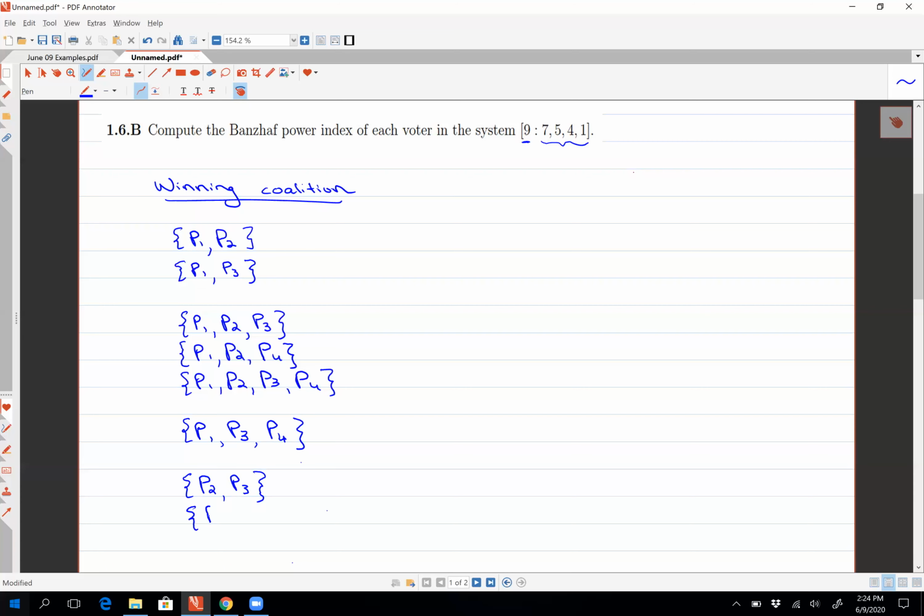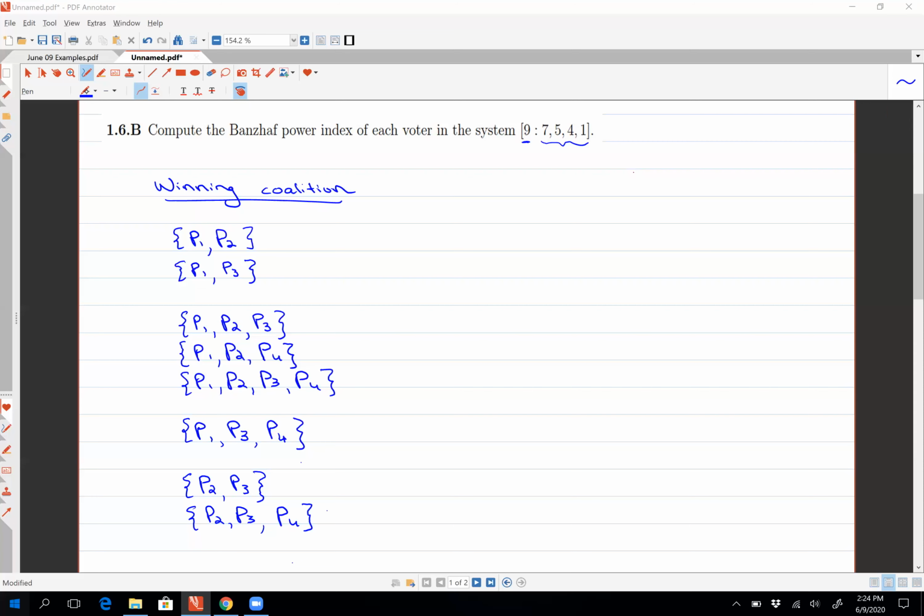So we can also add an extra voter to this, P4. It would still be a winning coalition. What about P3 and P4? Again, that would be 4 plus 1 or 5. That would not be a winning coalition. So these are all the winning coalitions.